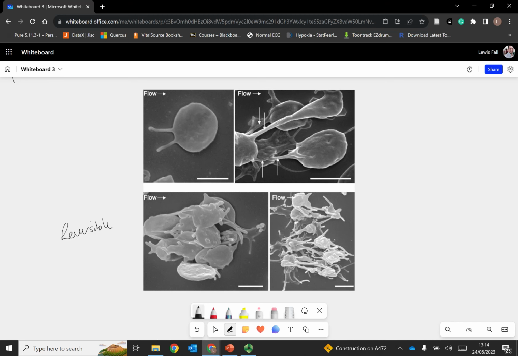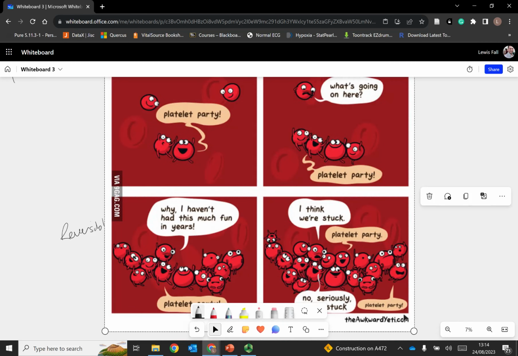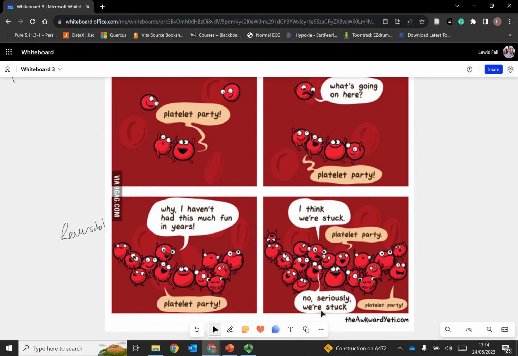So basically, a nice easy way of thinking about this is almost like the memes do, and that is that platelets are very sociable cells, and they like to have a party. I think this is a fairly good way of thinking about it.